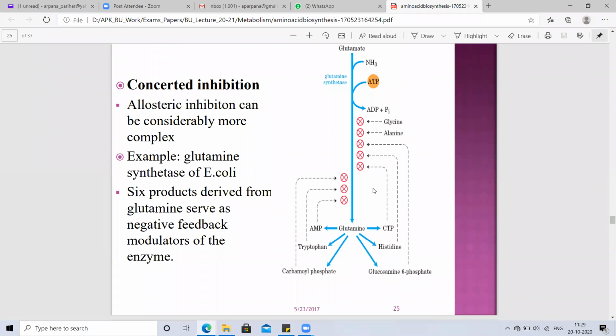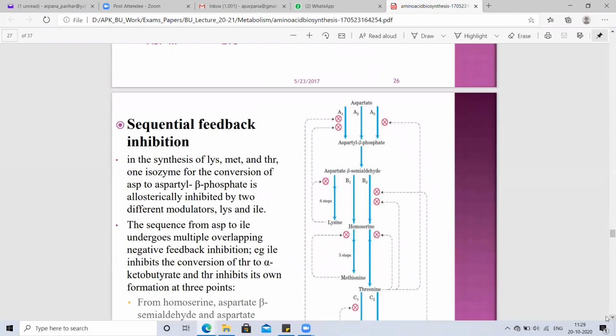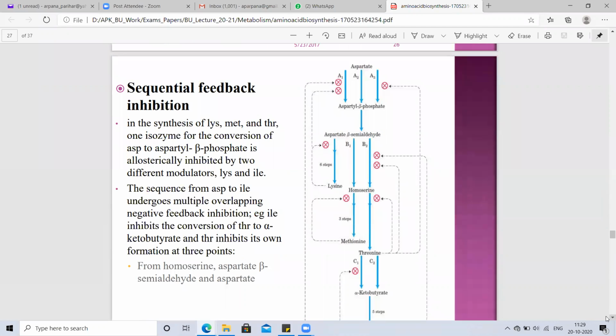Okay, multiple byproducts synthesized through different pathways, but all of the byproducts, if they get accumulated in higher amount, they inhibit the key reaction. Okay, all of them inhibit a key enzyme only, but in sequential this is not the case. Actually in sequential, step by step inhibition happens.